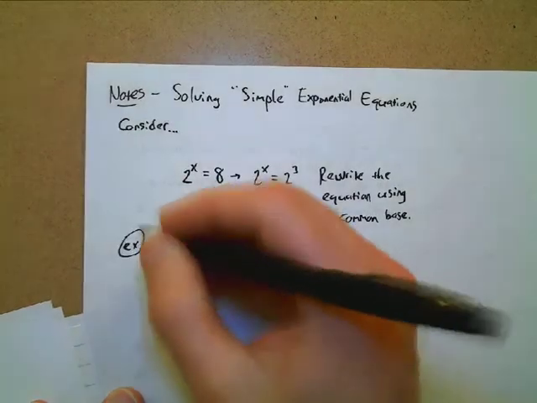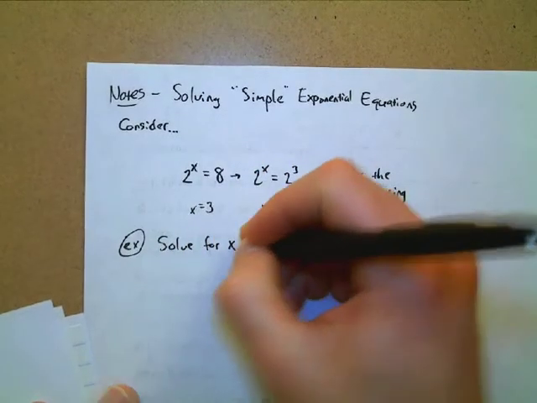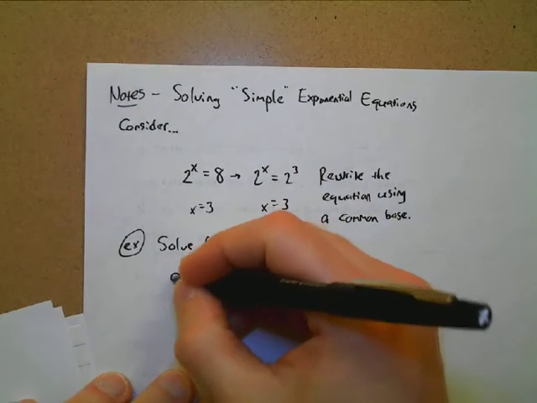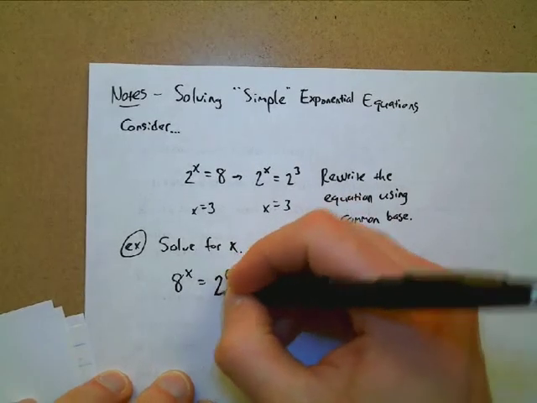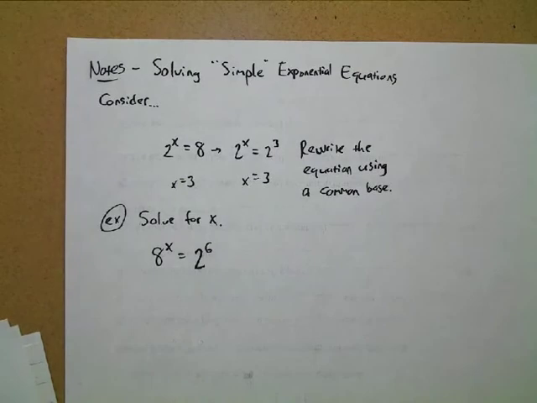Let's try another one. Again, our directions will just be to solve for x. Now, what's going to be important is that we need to be able to recognize what common base to use. So, for example, 8 to the x equals 2 to the 6th. What number are we going to use for our common base?